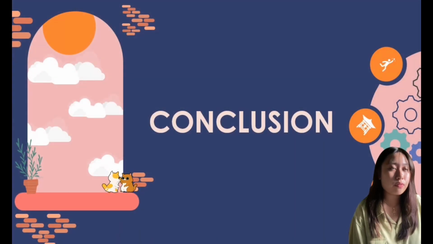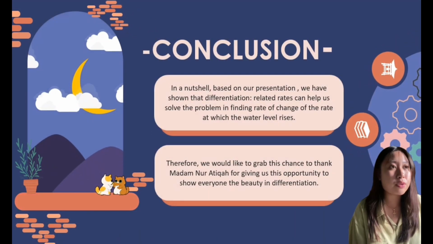Conclusion. In a nutshell, based on our presentation, we have shown that differentiation-related rates can help us solve the problem of finding the rate of change at which the water level rises.